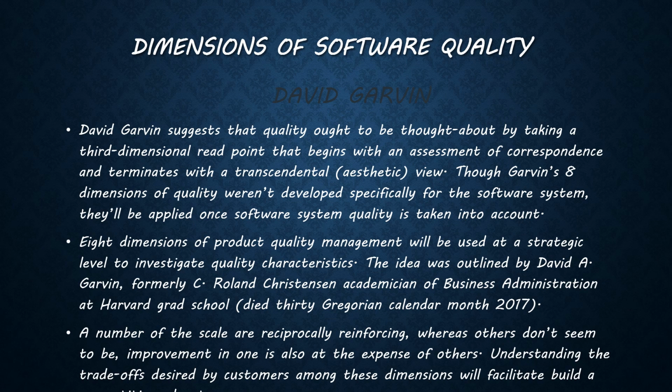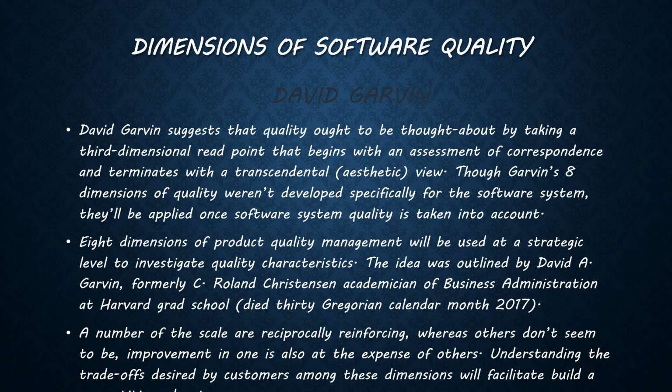Dimensions of software quality. David Garvin suggests that quality should be thought about by taking a multi-dimensional view that begins with an assessment of conformance and terminates with a transcendental view. Though Garvin's eight dimensions of quality were not developed specifically for software, they can be applied when software quality is taken into account.